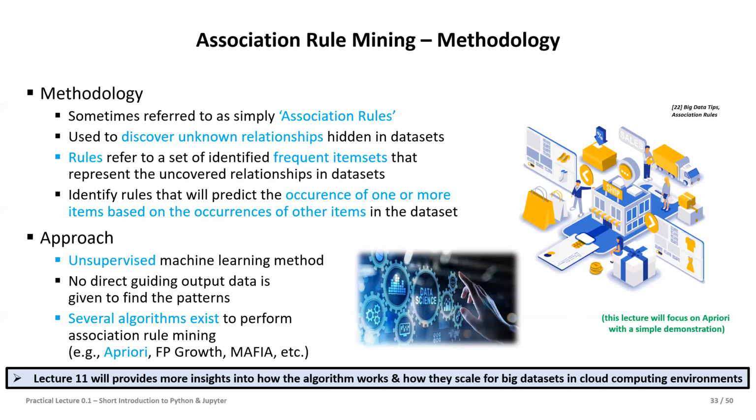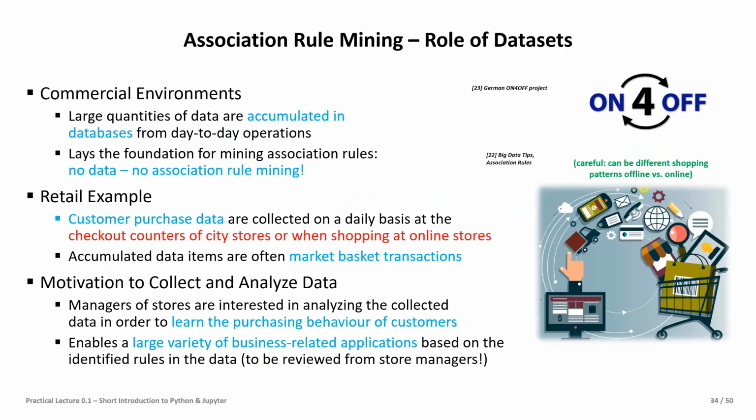So there are several implementations of these association rule mining algorithms. We focus here shortly on Apriori, but there's also FP-growth, which here and there scales a bit more because of its more tree-based structure. This is also something coming up more in lecture 11 that I cannot present here, and MAFIA and others.